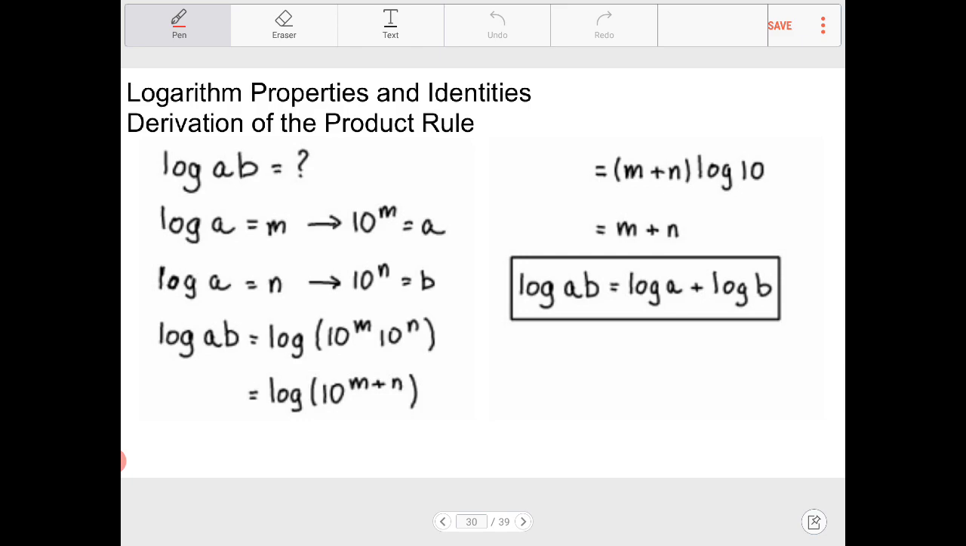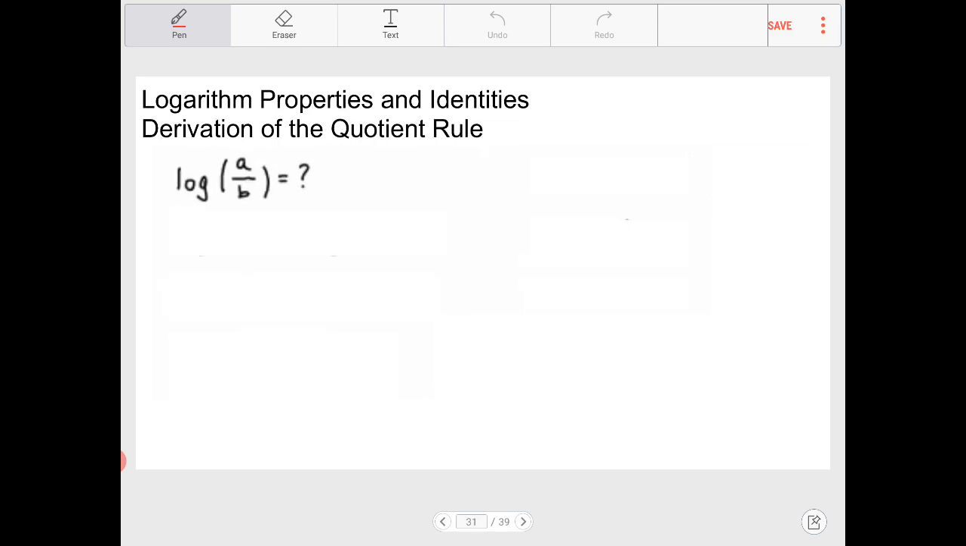All right, so we just covered the power rule and the product rule. Now we're going to take a look at the quotient rule. So suppose I have log of a quotient. Again, I'm going to do something very similar. I'm going to call m equal to log of A and n equal to log of B. And with this, I want to convert this into 10 to the m is equal to A and 10 to the n is equal to B.